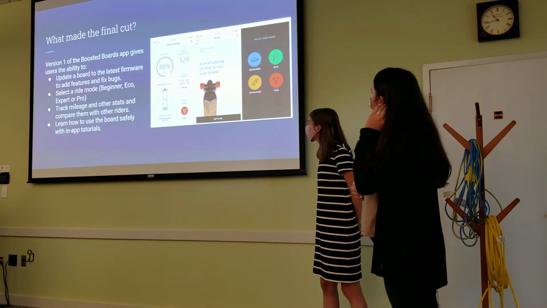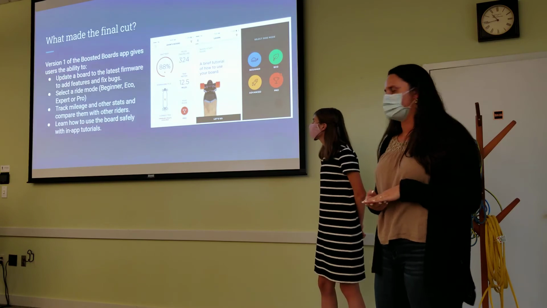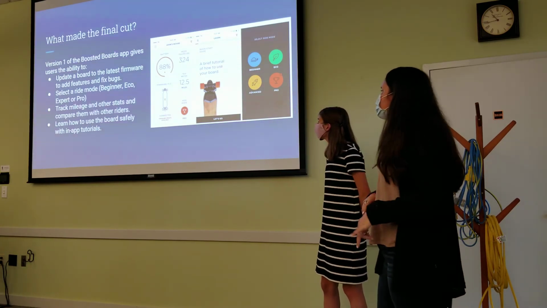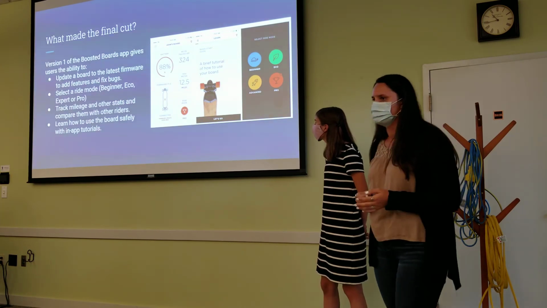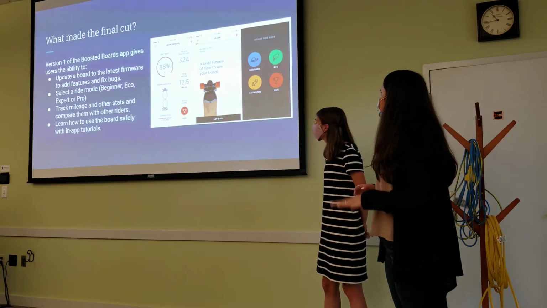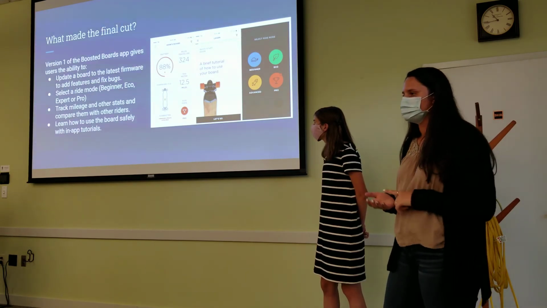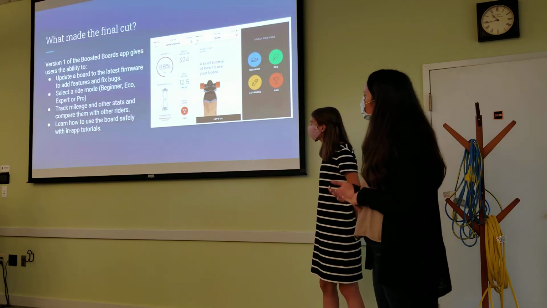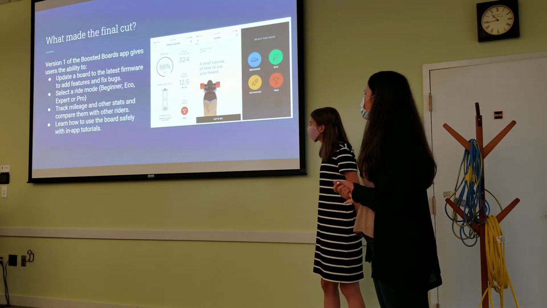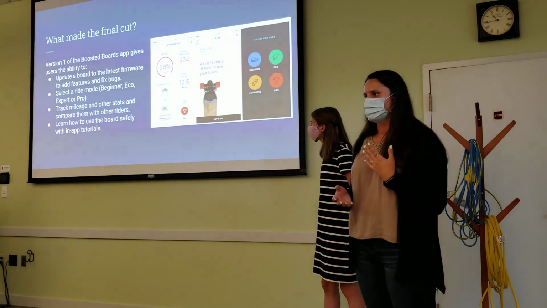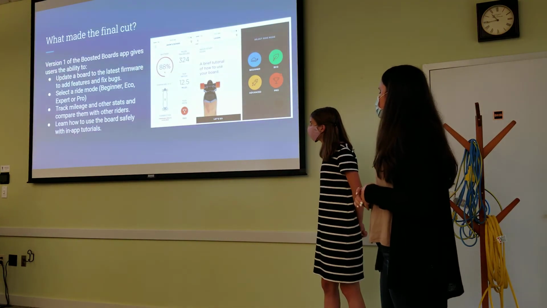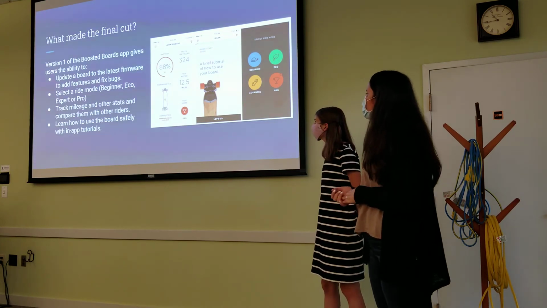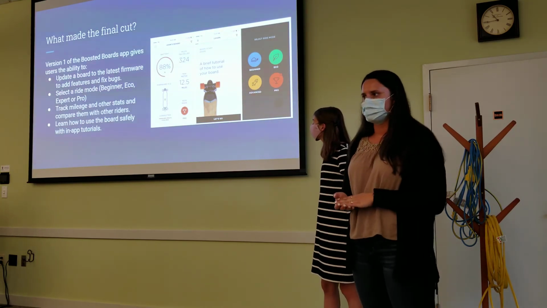So this is their final product of the first version of the app. With this, you can update your board and select a ride mode. For these electronic skateboards, there are 4 ride modes: beginner, pro, expert, and eco mode. You can also track mileage, and you can compare your stats with other riders throughout the app. And you can also learn how to use the app more safely with some in-app tutorials.